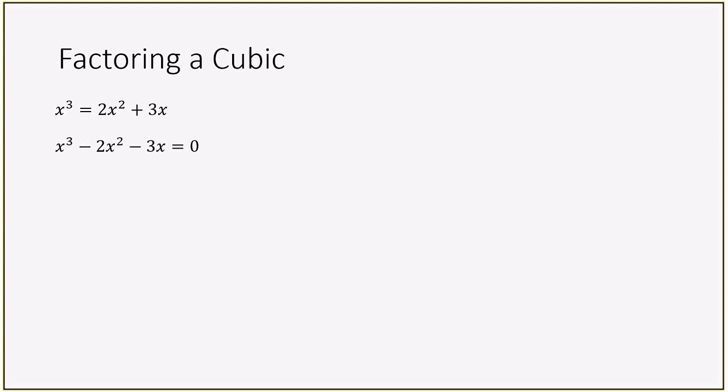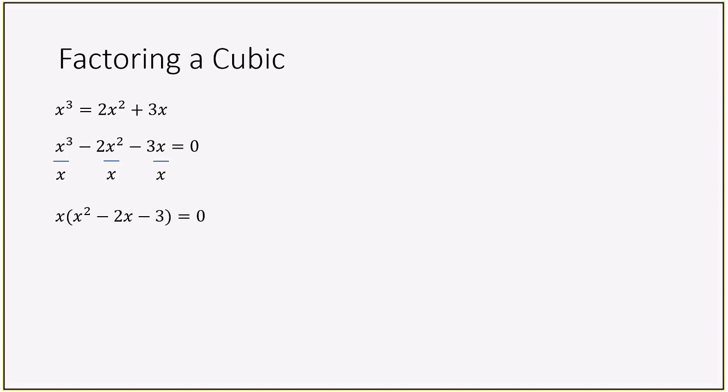Now, ideally, it would be nice to turn this into a quadratic, because then we could use the strategies we've seen on the last 2 slides. Well, we can actually do just that by taking out the greatest common factor, which in this case is x. I can pull an x out of all 3 terms. So I would divide each term by x. Well, x cubed divided by x becomes x squared. Negative 2x squared divided by x gets me negative 2x. And negative 3x divided by x gets me negative 3. And now I have a quadratic inside of the parentheses.